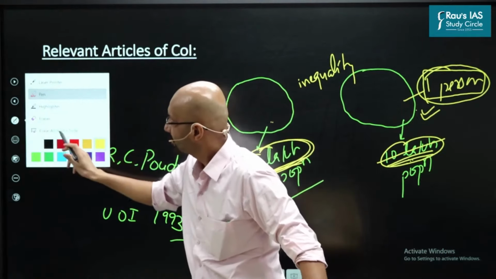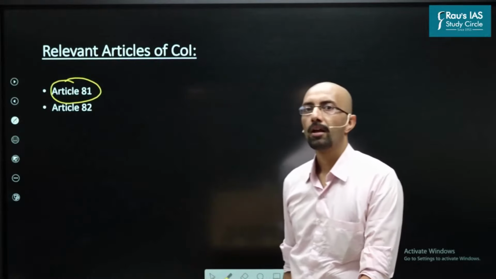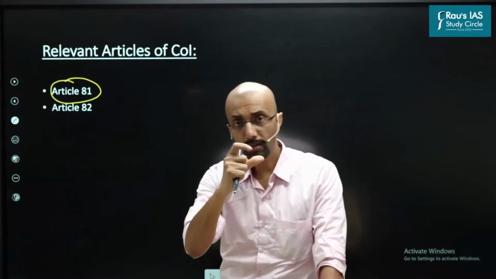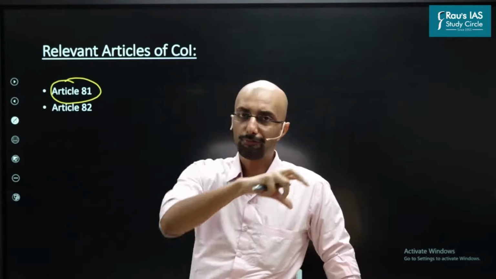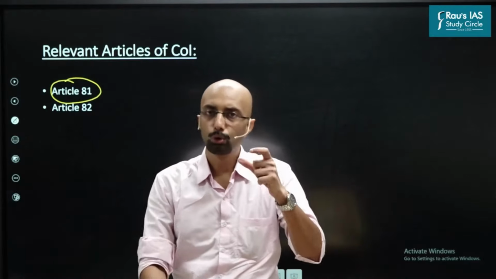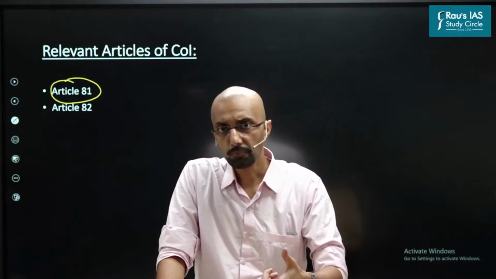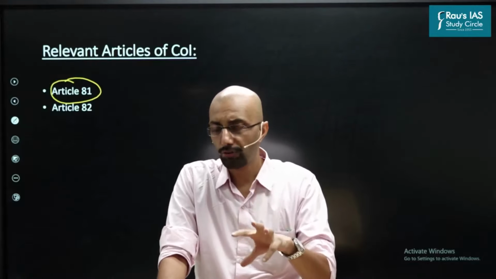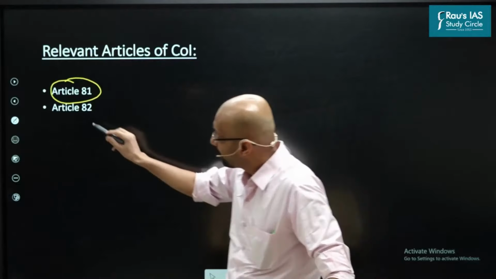Therefore, now you realize that the entire exercise in Article 81, which is based on population, has to be repeated, because population is a dynamic concept. It's not static. It changes with time. So in different states of India and in different constituencies, the population growth rate, migration and out migration may not be the same. So now we come to Article 82.